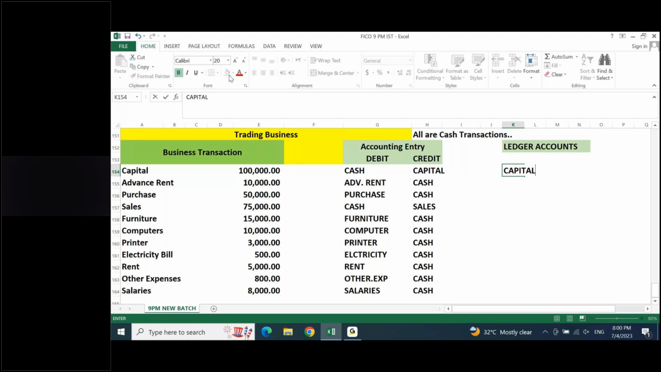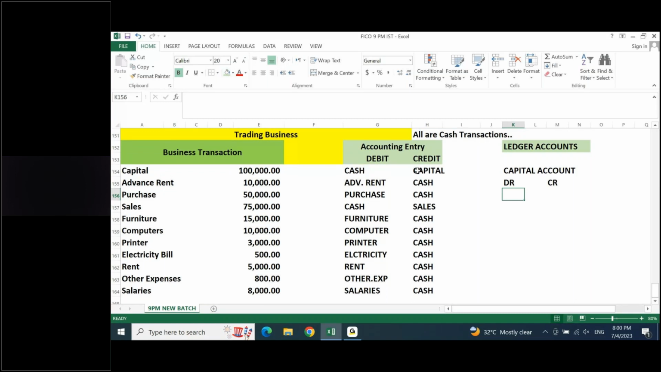Now, let me talk about capital account first, because I'm not going to prepare all the accounts. In the capital account, I will put debit balance and credit balance. Look at the capital. Where is your capital in your accounting entry? Is it on the debit side or on the credit side? Credit side.